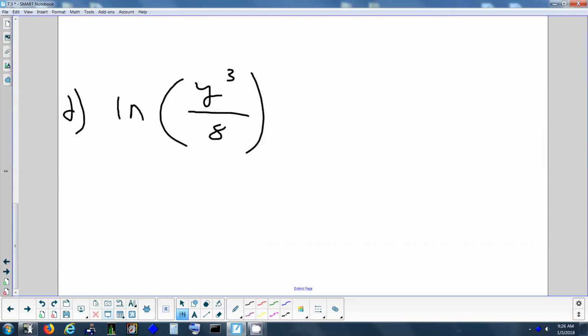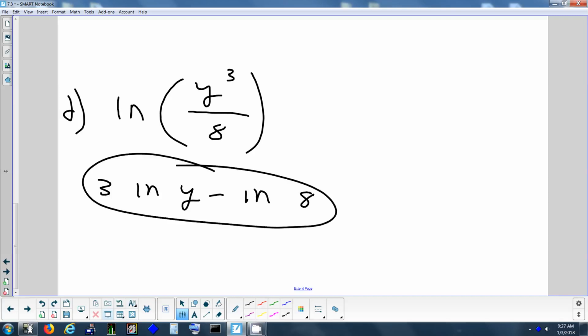Anyone think they could tell me the final answer for that one? How the whole thing splits, if there's any exponents, put them in front. Yeah, Peter? 3 ln y minus ln 8. So it splits as a difference because it's a division. And then when you do the division, you'd have y cubed as an argument, and you have to put the 3 in front. Any questions on that one? After you've done a lot of them, even if they start to get complicated, you can do most of them in one step.